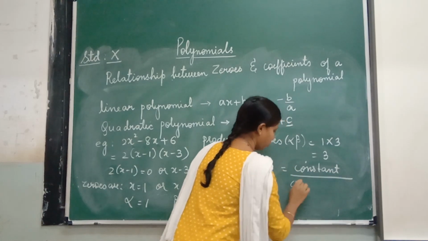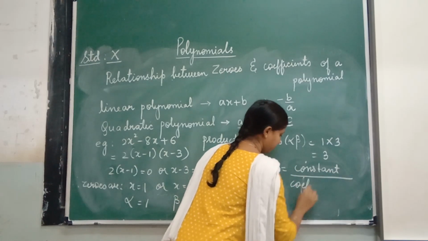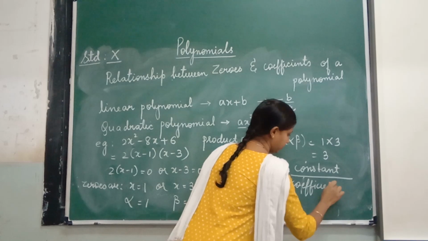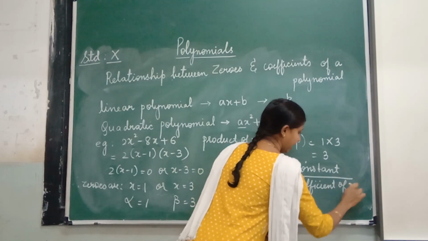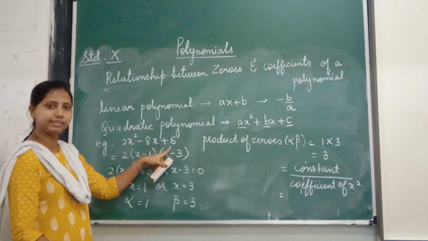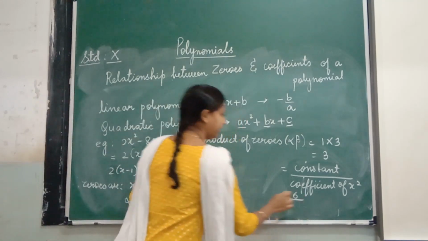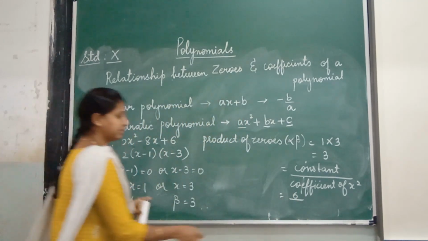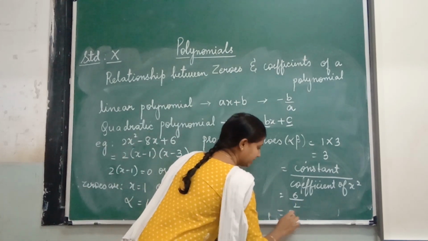Constant divided by coefficient of x square. What is the constant term here in the polynomial? It is 6. Divided by the coefficient of x square, that is 2. Again you get 3.